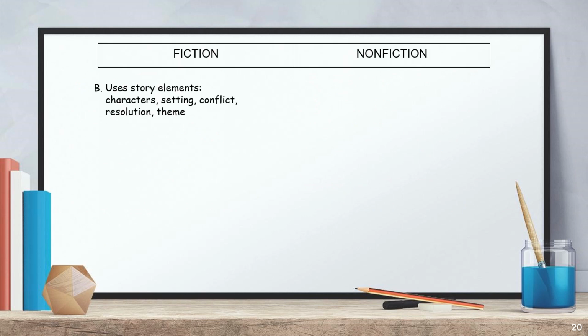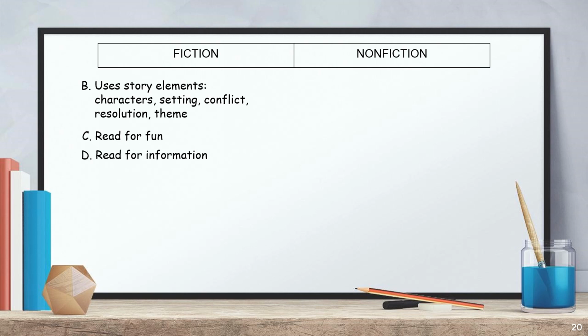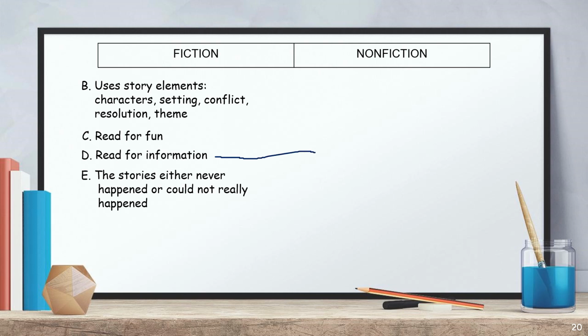Now, let's summarize the ones that we identified earlier. So for fiction, we have B: uses story elements, character, setting, conflict, resolution, and theme. And letter C, we usually read for fun, but sorry, reading for information is for nonfiction. So this one is for nonfiction, okay? It has to be here.